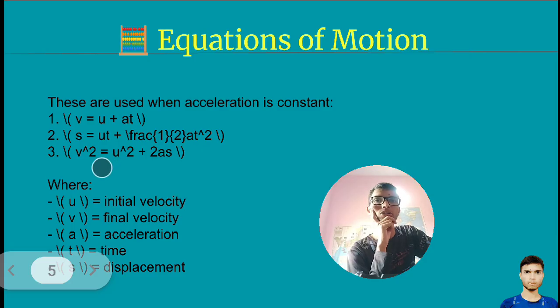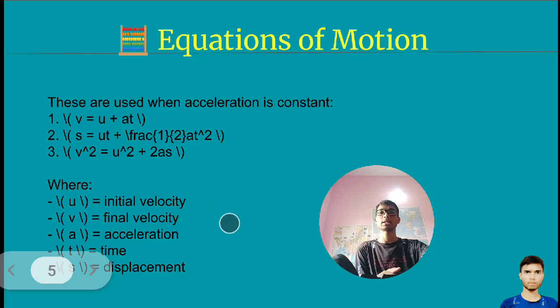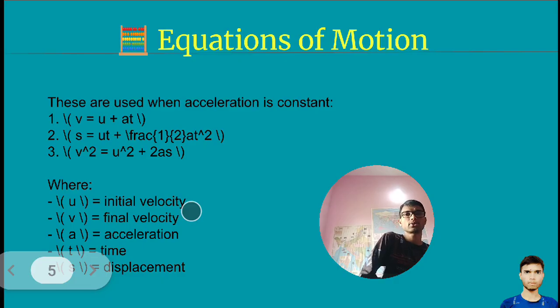Next is velocity: velocity raised to power 2, V square, is equal to U square plus 2AS. A is acceleration. Here U will be represented as the initial velocity, V will be represented as the final velocity, A is acceleration, T is the time, and S is not a speed, S is a displacement. Clear? S will be represented as displacement in solving questions in numericals. Clear? In numericals.